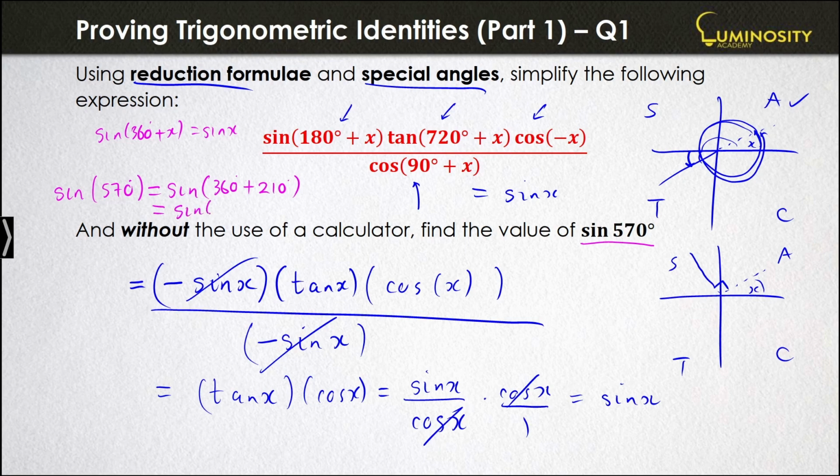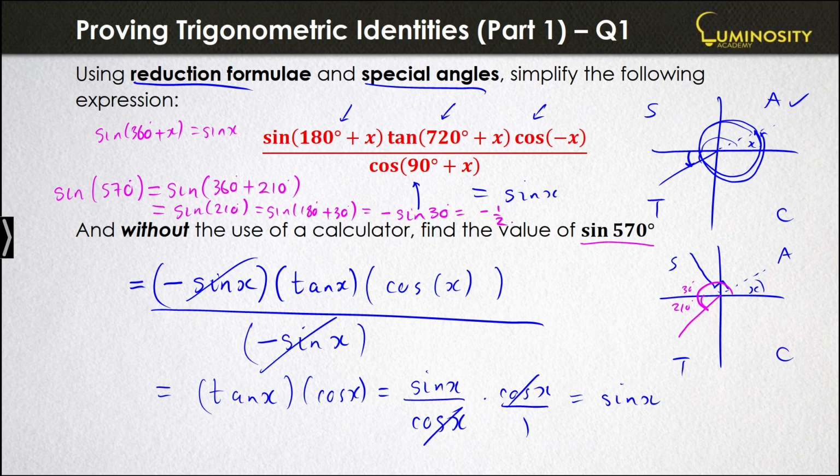So this is sine of 210 degrees. But what is sine of 210 degrees? 210 degrees is here in the third quadrant, but that is 30 degrees off the horizontal. So I can write it as sine of 180 degrees plus 30 degrees. Since sine is negative in the third quadrant, it becomes negative, and because you're reducing off the horizontal, it remains sine. So negative sine 30 degrees. But sine 30 degrees is a special angle. It's a half. So the final answer should be negative a half.